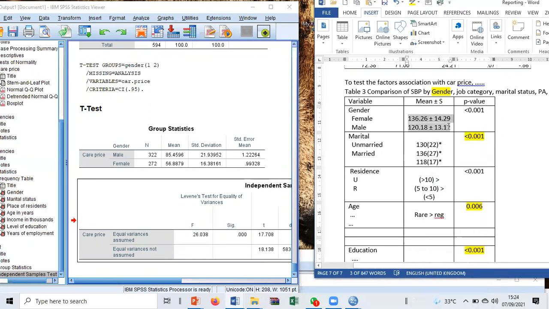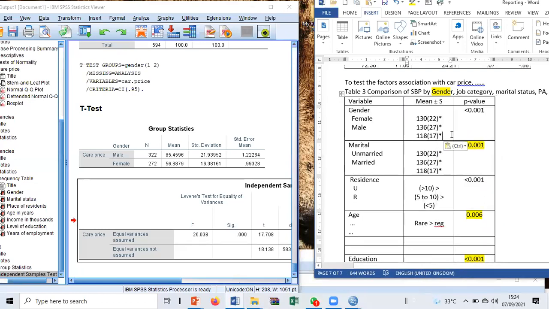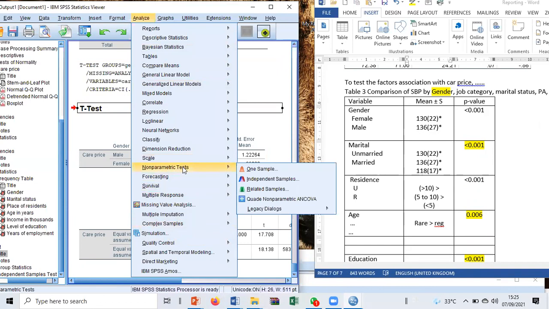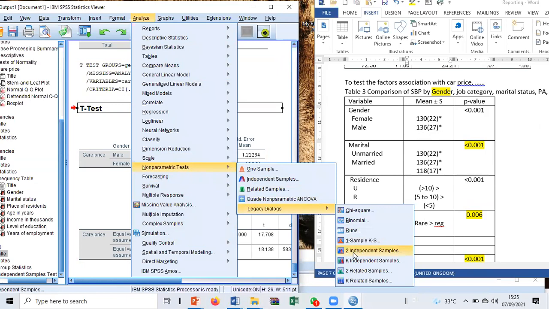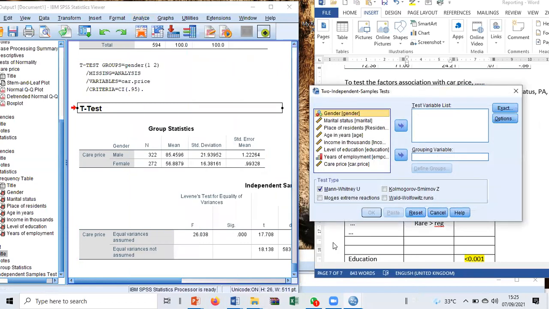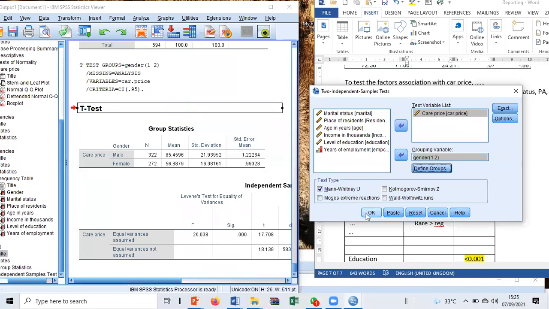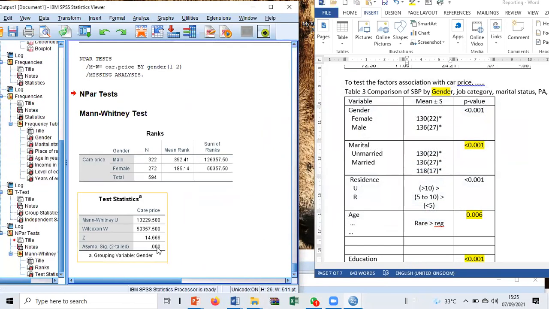We can't use means, right? It's going to be something like this. Let's run the test. Analyze, non-parametric test, legacy dialog, 2 independent samples, more than 2, K independent samples. All right, variable car price, gender, 1, 2. So remember the test is Mann-Whitney U test, the p-value less than 0.05, right?